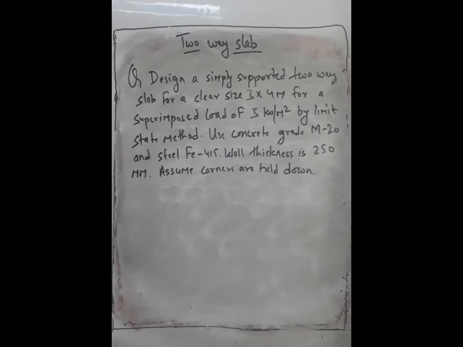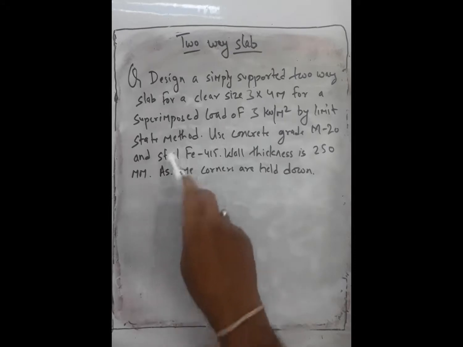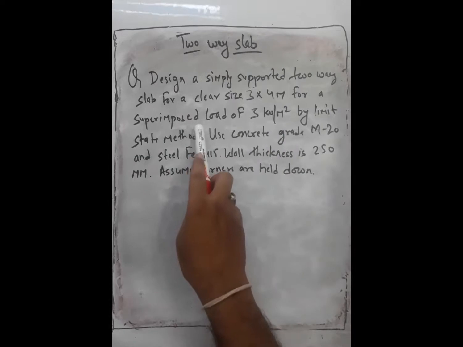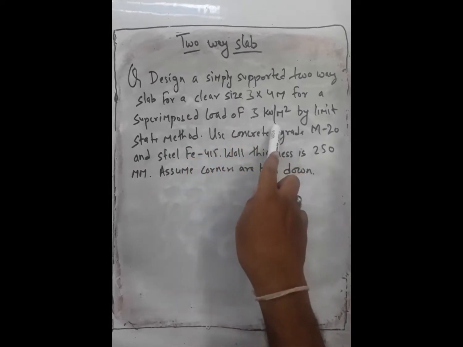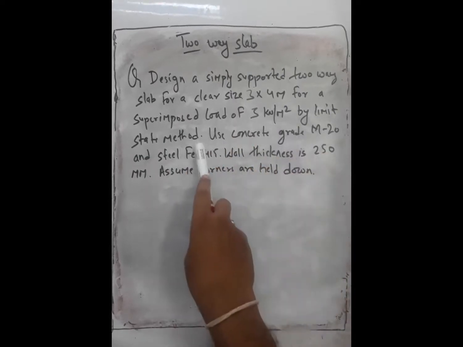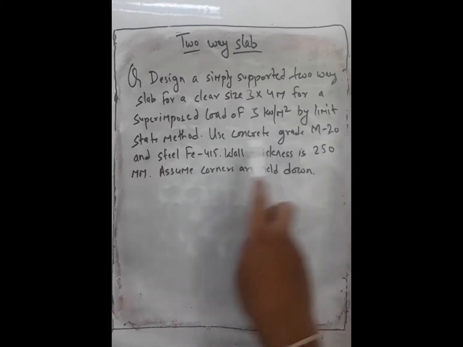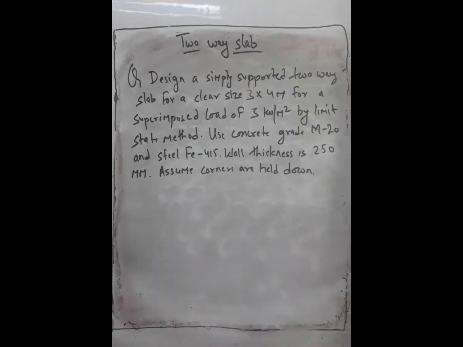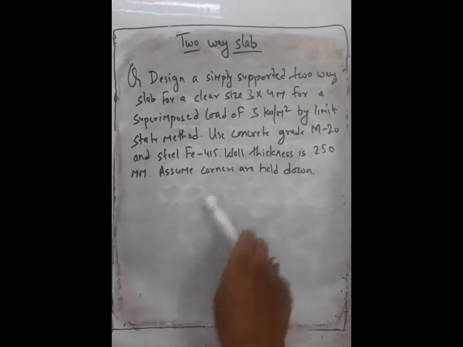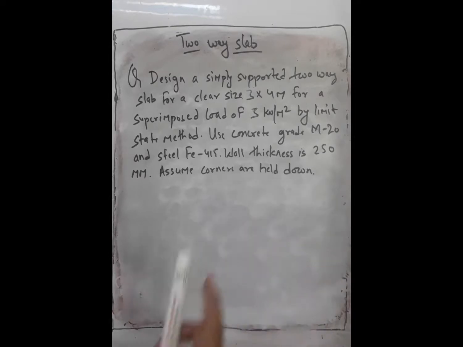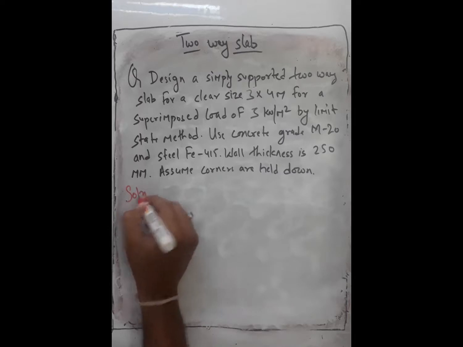Design a simply supported two-way slab for a clear size of 3 by 4 meter for a superimposed load of 3 kilonewton per meter square by the limit state method. Use concrete grade M20 and steel Fe415. Wall thickness is 250 mm and here we have assumed corners are held down. So let's solve this problem.